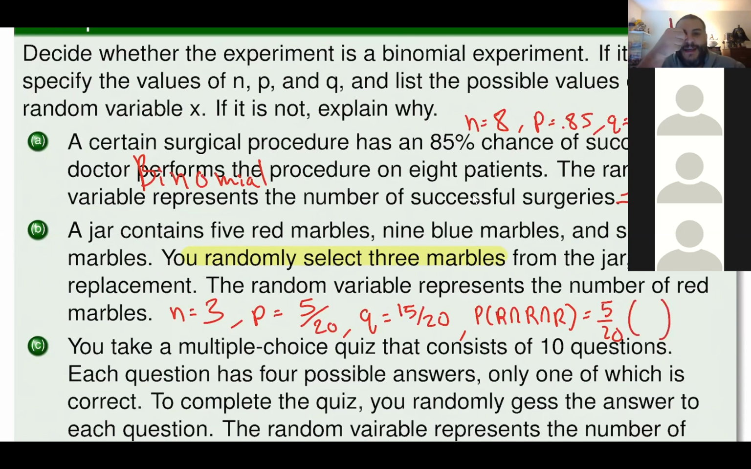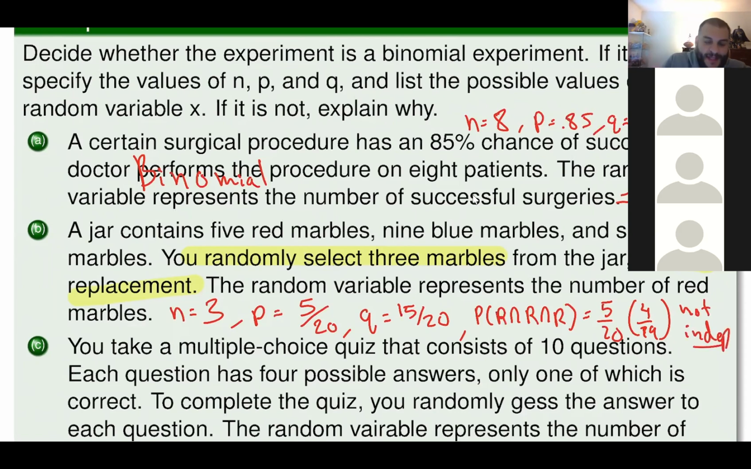What about the second time I'm trying to get a red marble? Is it still going to be 5 out of 20 or is it going to be something different? It'll be 4 out of 19, which is something different, because if you look right here, it says without replacement. Without replacement means once you select that red marble from the jar, you can't pick that marble anymore. So we have one less, so our probability changed. Since our probability changed, we're going to say not independent.